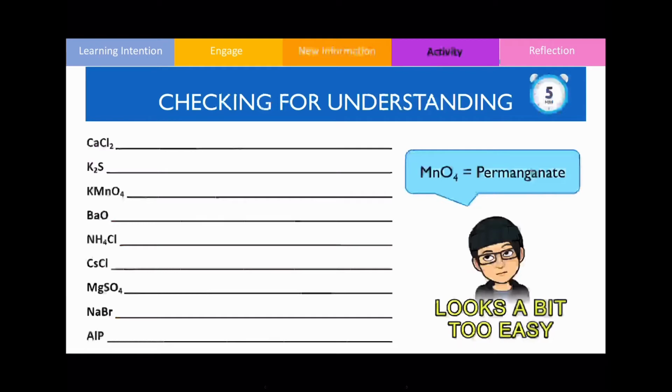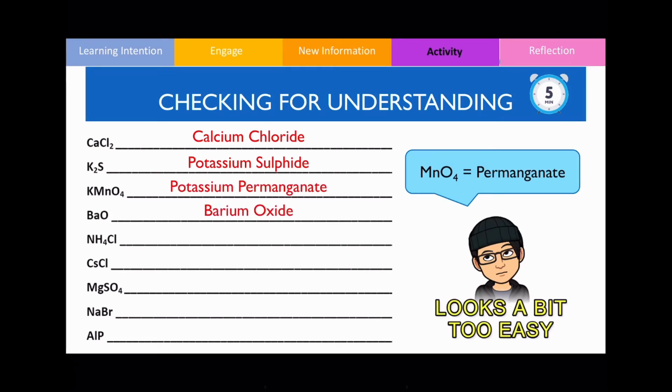So for the very first one, CaCl2, the name of this is going to be calcium chloride. The next one is going to be potassium sulfide. The next one is potassium permanganate. The next one is going to be barium oxide. Next one is ammonium chloride. The next one is cesium chloride. The next one is going to be magnesium sulfate. The next one is sodium bromide. And the very last one is going to be aluminium phosphide.